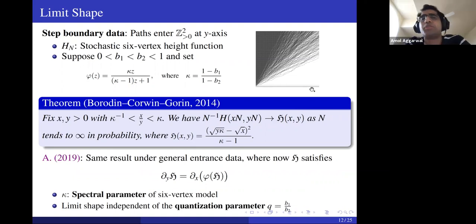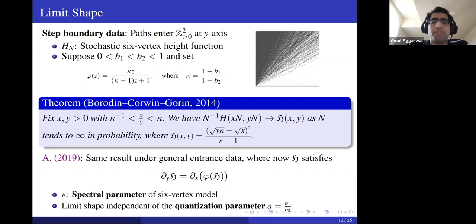Okay. So then, as I've done before, I can assign a height function to the stochastic six vertex model, and I'll define these. Remember, the stochastic six vertex model depends on these parameters b1 and b2, and using them, I will define these two parameters. Phi is a function, and kappa is a number. So kappa is (1 minus b1) over (1 minus b2), and phi is some function that you get from kappa.